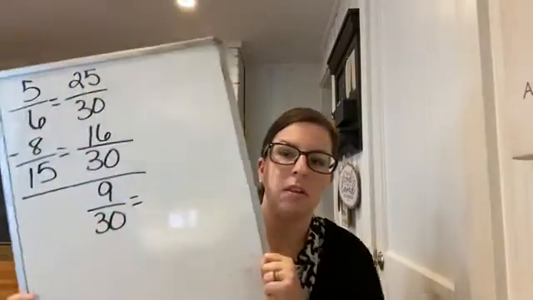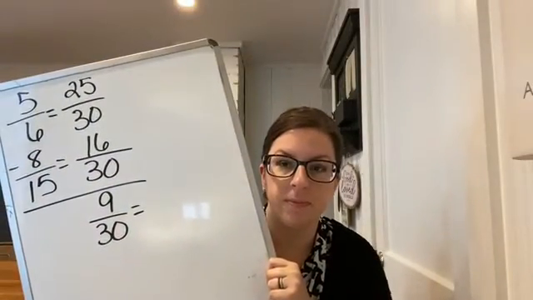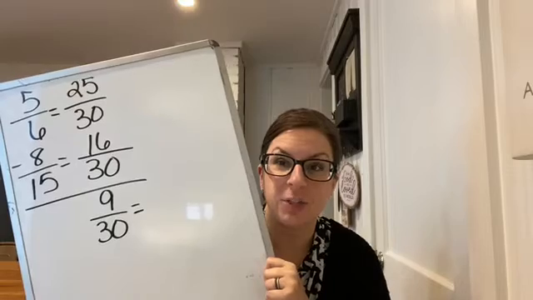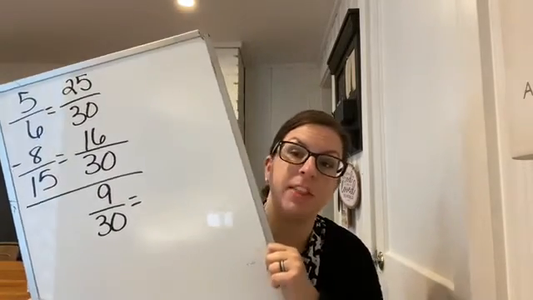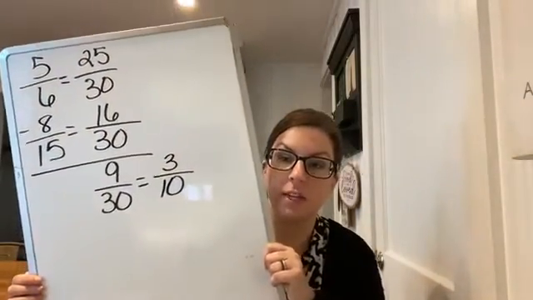Is that as small of a fraction as you can do? No. I can see just by looking at it that both of those are divisible by 3. So let's divide the top and the bottom by 3 to reduce it to the lowest terms. 9 divided by 3 is 3. 30 divided by 3 is 10. So 9 30ths equals 3 tenths. All right, so that's the answer for example B.